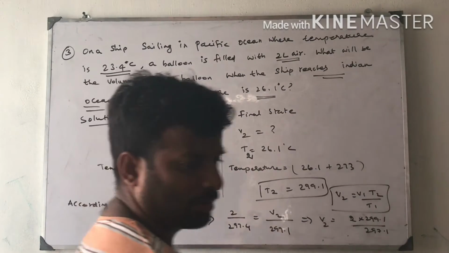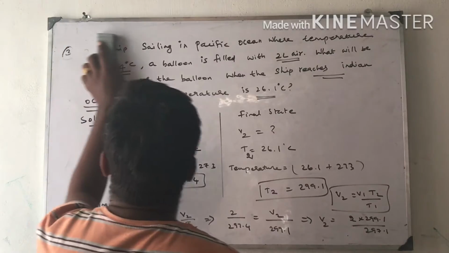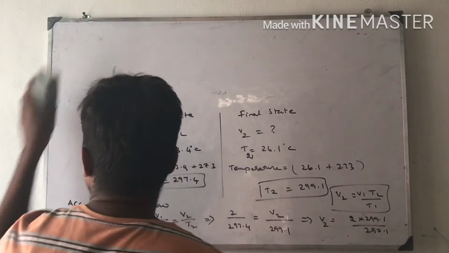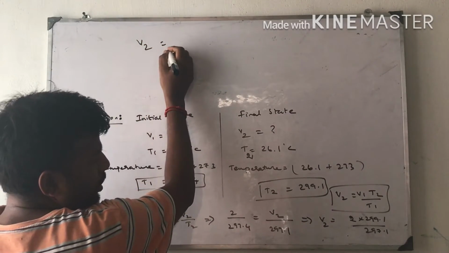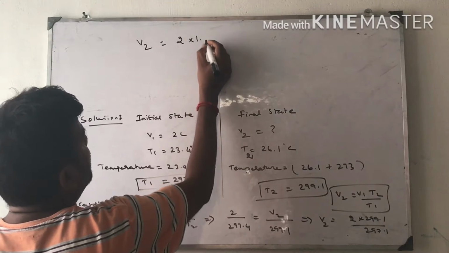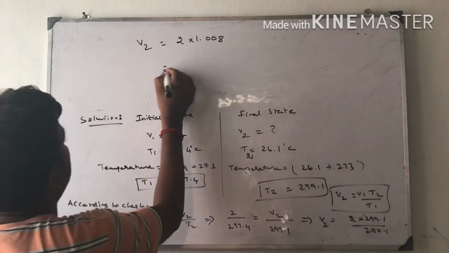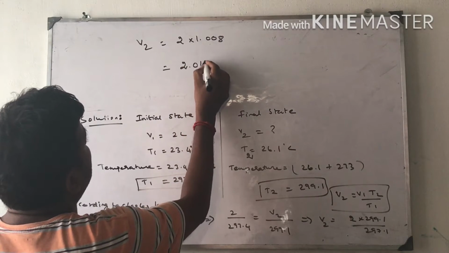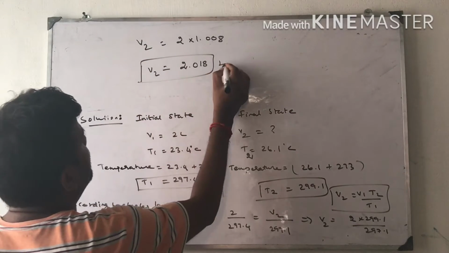I will solve this problem like this. These are the things given. So V2 is equal to 2 into 1.008. On simplifying these two, we will get 2.18018. This is the volume increase in liters.